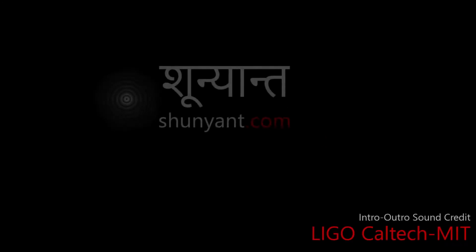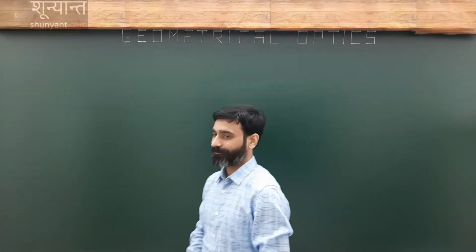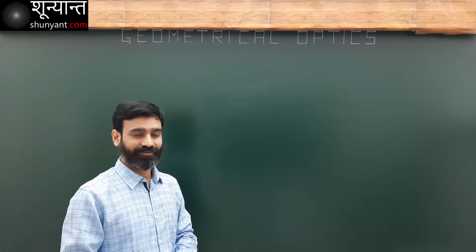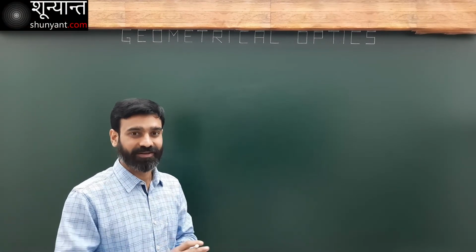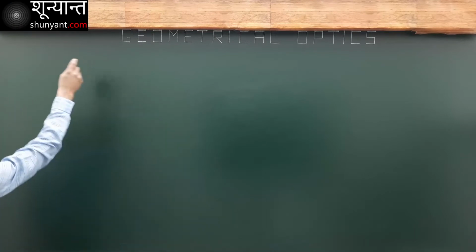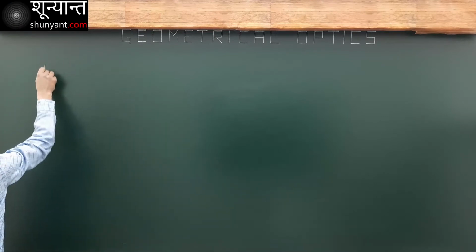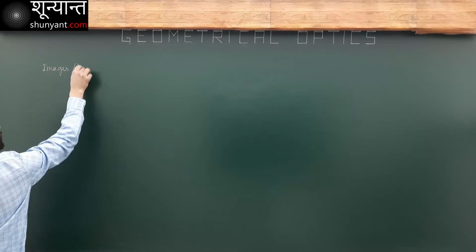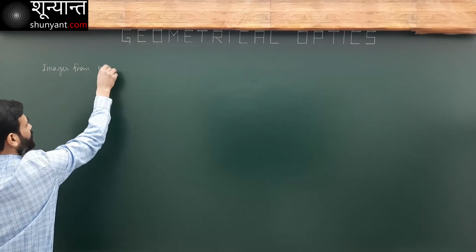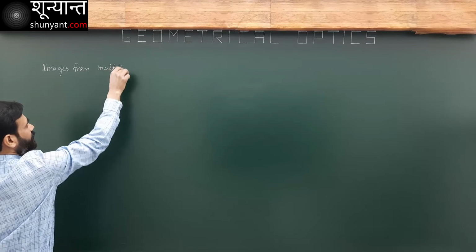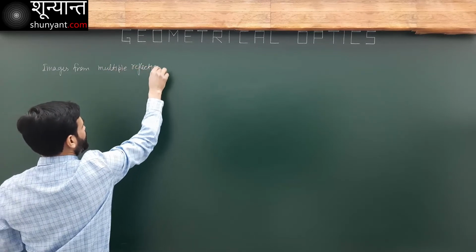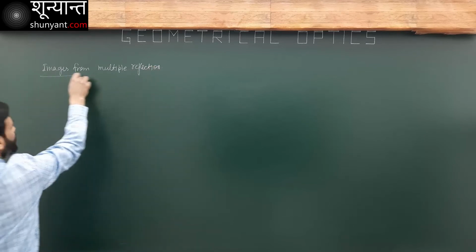Last class we were discussing image formation. I have one object and one mirror. What if I have more than one mirror? That is called images from multiple reflections.